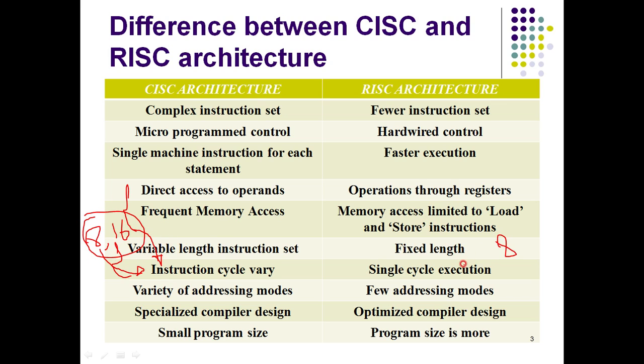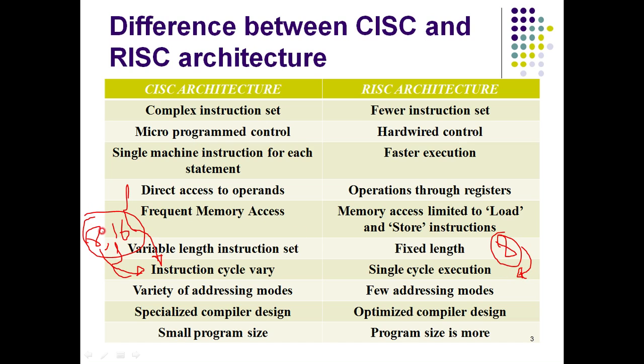But what would happen here now? Since the instruction set itself is fixed, the length of the instruction itself is fixed, that means you will be having a single cycle execution. That is, if all the instruction sets are of 8 bits, every time my cycle will be of only 8 bits. That is, the amount of time would be only of 8 bits.